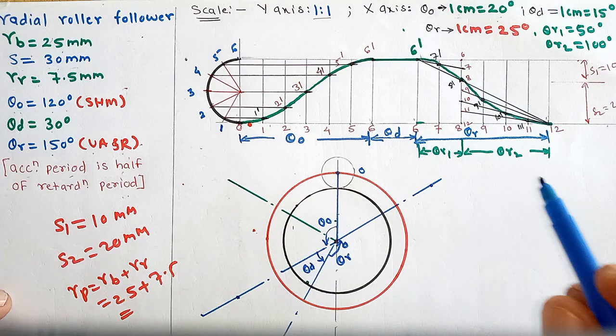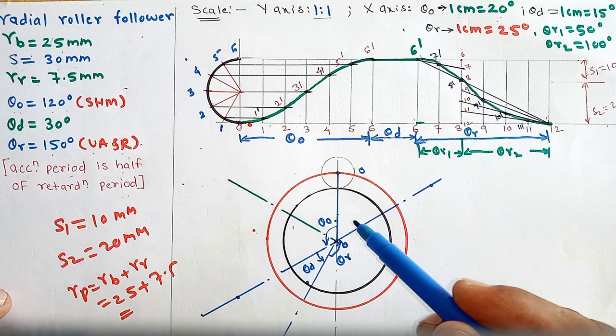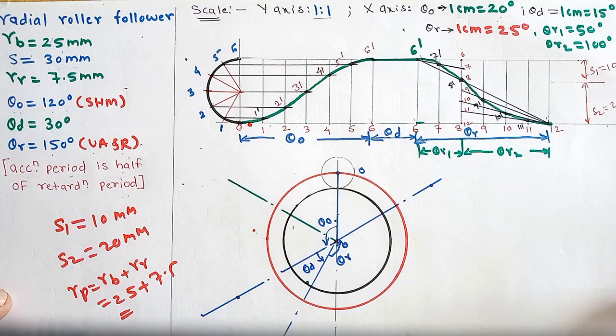Now we have assumed that the cam rotates in the clockwise direction, so I have divided the prime circle in the counterclockwise sense. Okay, that is important. You have to divide the prime circle in the direction opposite to the direction of rotation of the cam.